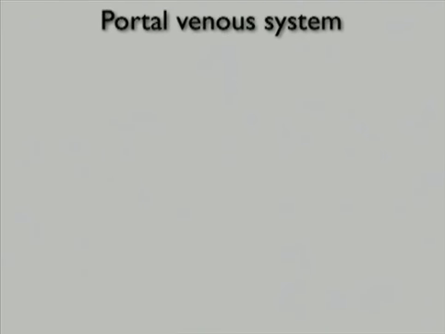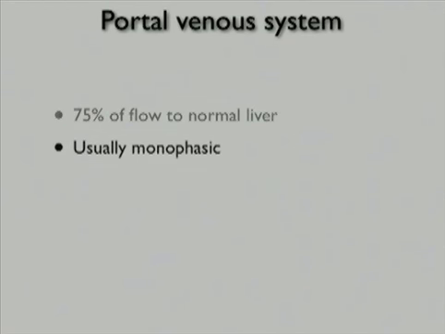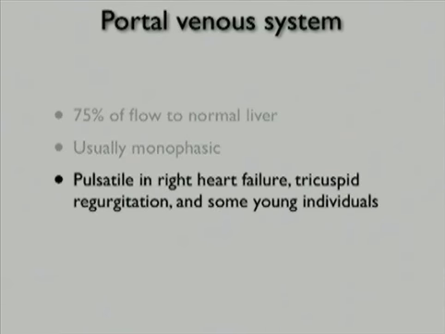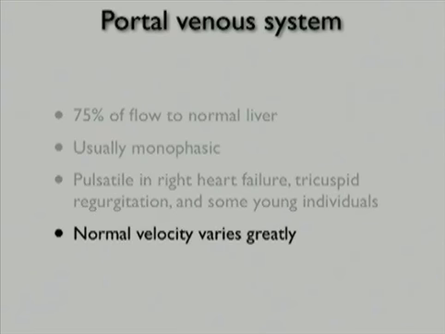The most prominent feature of the liver vasculature is the portal venous system, which we look at on pretty much every abdominal sonogram. The portal venous system accounts for about 70 to 75% of flow to the normal liver. Flow is usually monophasic, but it can be pulsatile in patients with right-sided cardiac dysfunction, right heart failure, tricuspid regurgitation, and in fact in some young individuals. And the normal velocity is extremely variable.